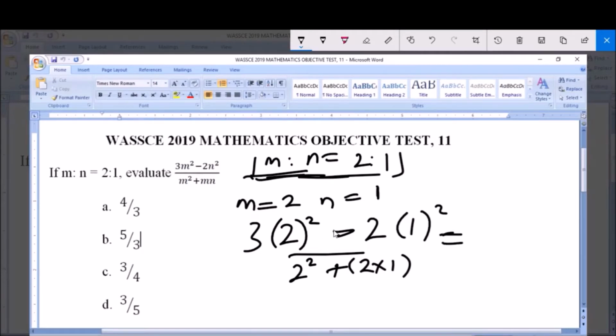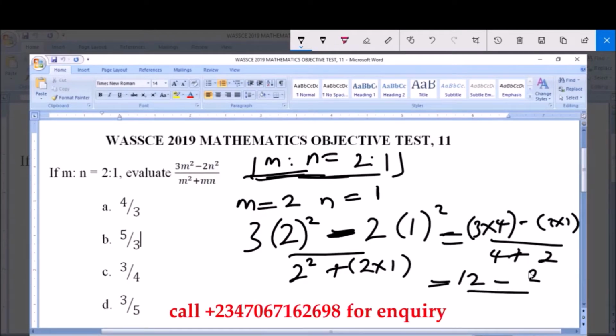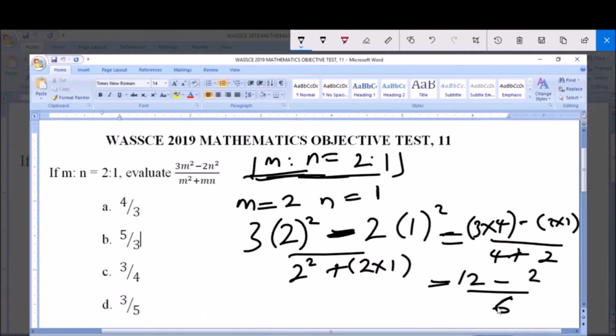Now this question will give us 3 multiplied by 2 squared is 4, minus 2 multiplied by 1, and that's because 1 times 1 will give you 1. Everything divided by 2 squared is 4, plus 2 times 1 gives you 2, sorry. So our answer will be 3 times 4, which is 12, minus 2 times 1 is 2, all over 4 plus 2 gives us 6. 4 plus 2 is 6.